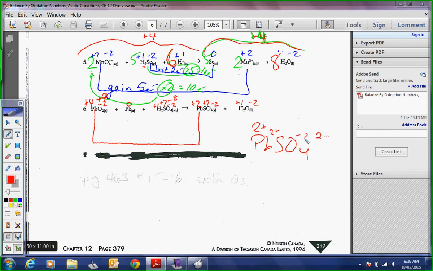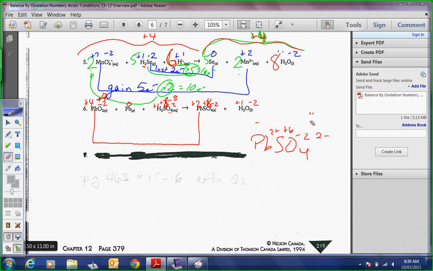I didn't really pay attention after that, to be honest. I just copied what I did here. -2, 2 times 4 is -8. And then I need a +6. That's correct. So I must have gone wrong here. +6, +6.